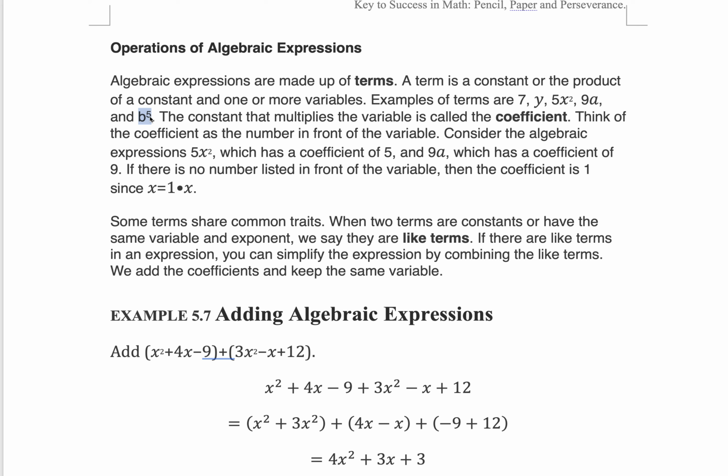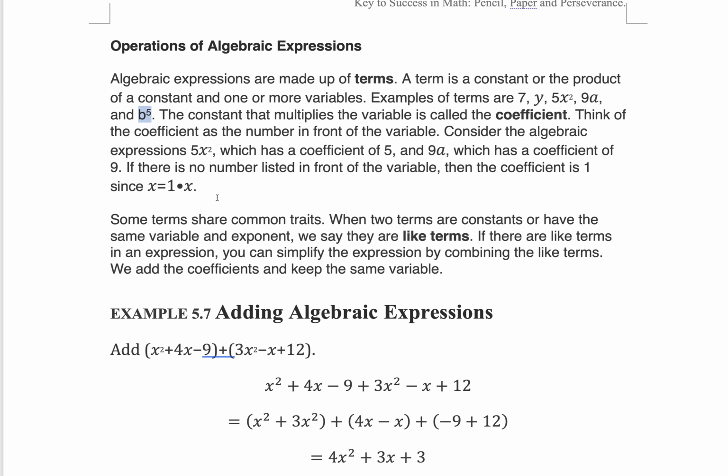But you really want to say there's a coefficient of 1, 1 times b to the 5. Every single term has a coefficient, okay? So these are the basics for the algebraic expressions.